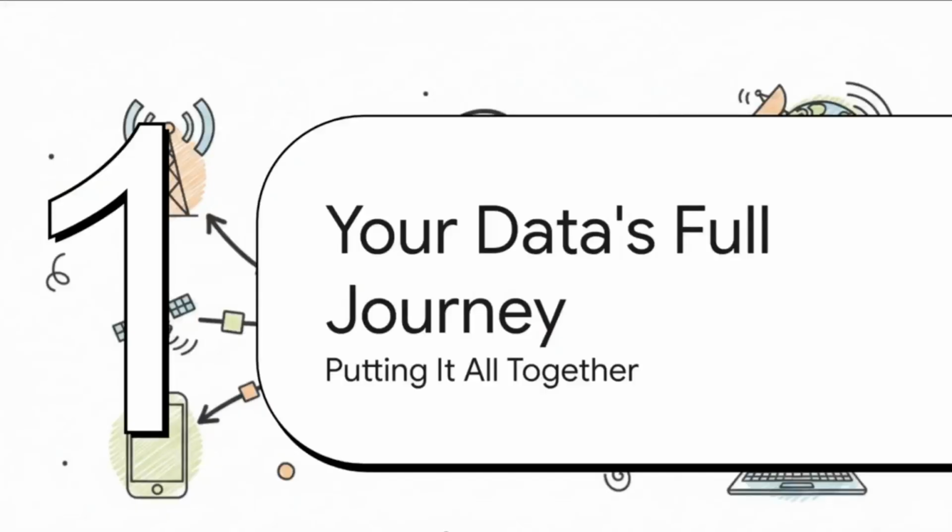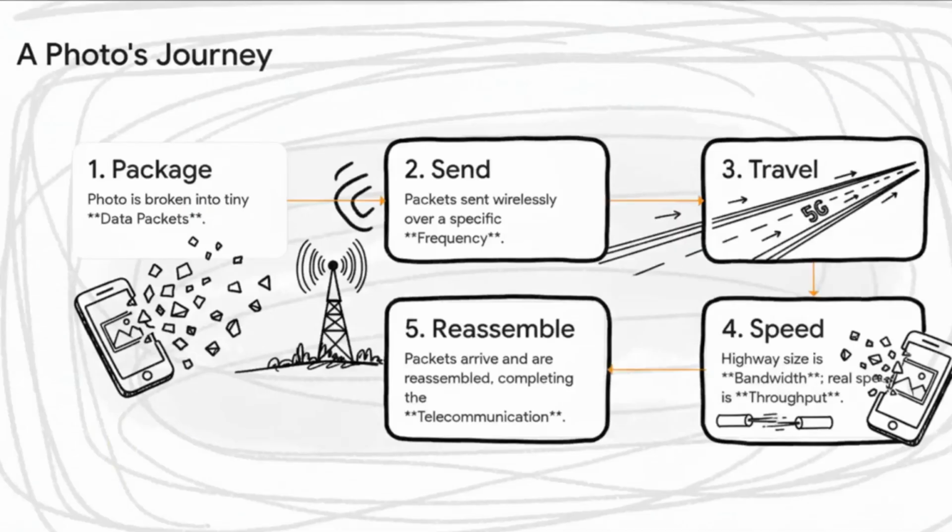All right, we have all the pieces of the puzzle now. We've got our packets, frequencies, bandwidth, and throughput. So let's put it all together and trace that one photo's complete journey from your phone all the way to your friend's screen. So the moment you hit send, here's what happens. First, your photo is shattered into thousands of those little data packets. Then, those packets are beamed wirelessly from your phone over a specific frequency to the nearest cell tower. From there, they hop onto the 5G superhighway.